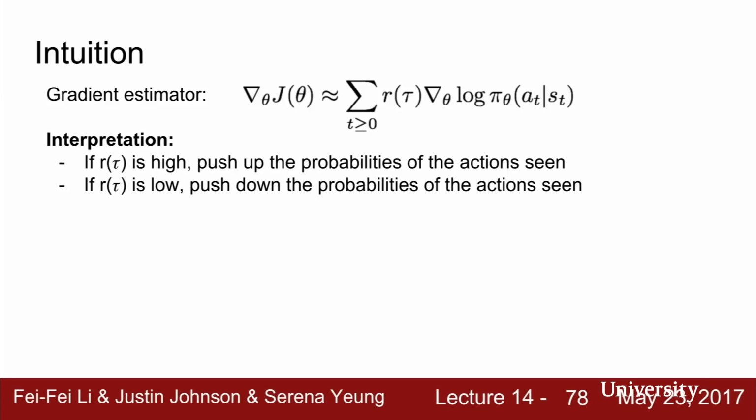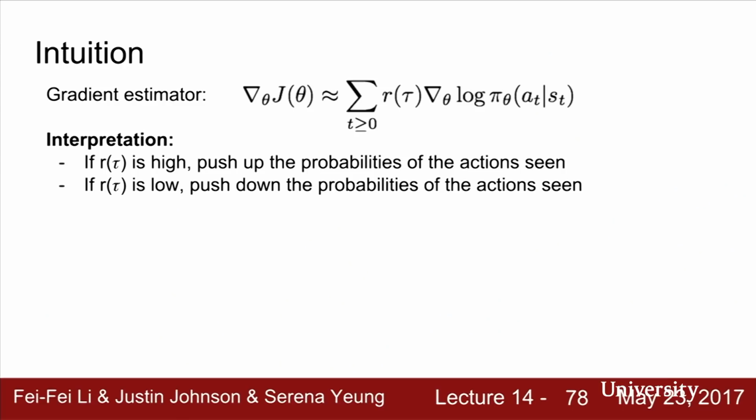Okay, so given this gradient estimator that we've derived, the interpretation we can make is that if our reward for a trajectory is high, if the reward that we got from taking the sequence of actions was good, then let's push up the probabilities of all the actions that we've seen. We're just going to say that these were good actions that we took. And if the reward is low, we want to push down these probabilities. We want to say these were bad actions. Let's try and not sample these so much, right?